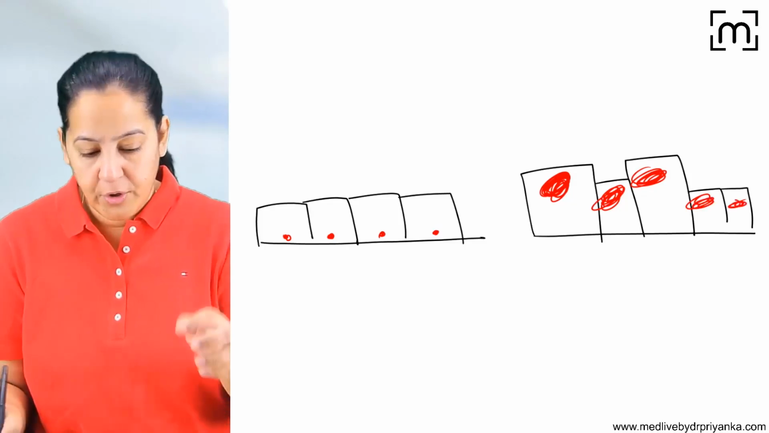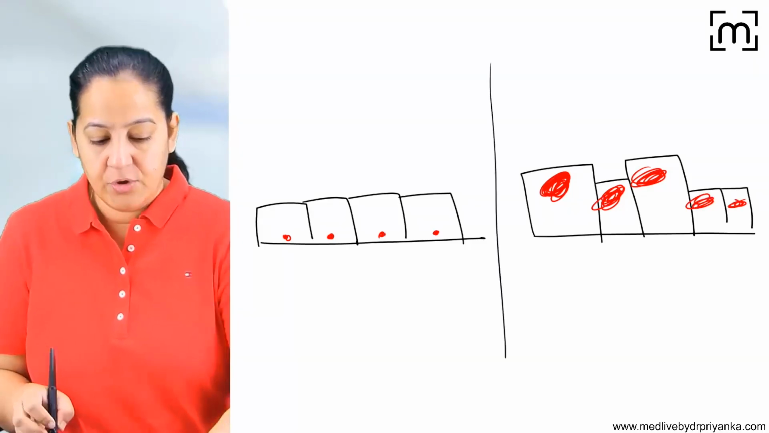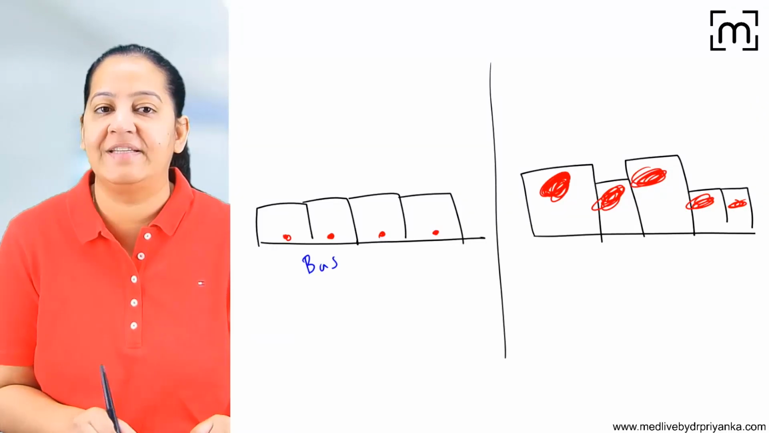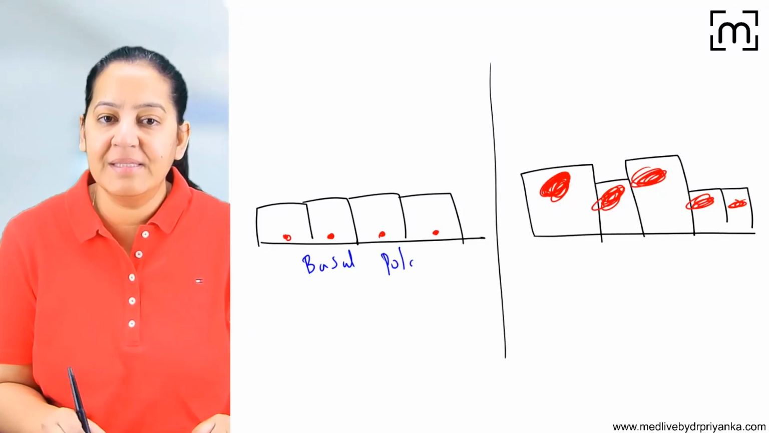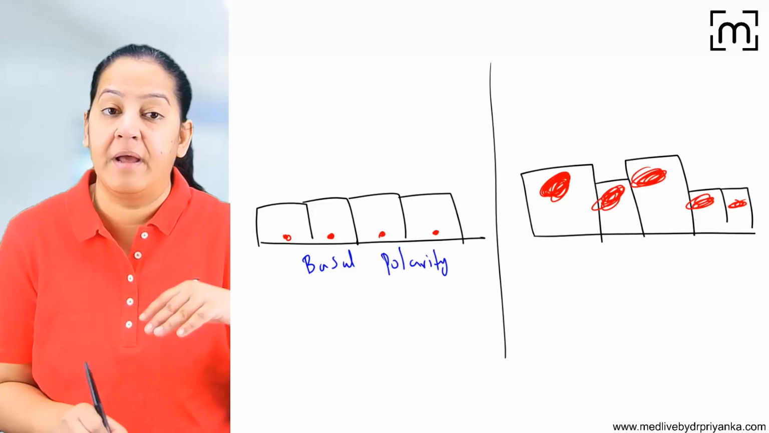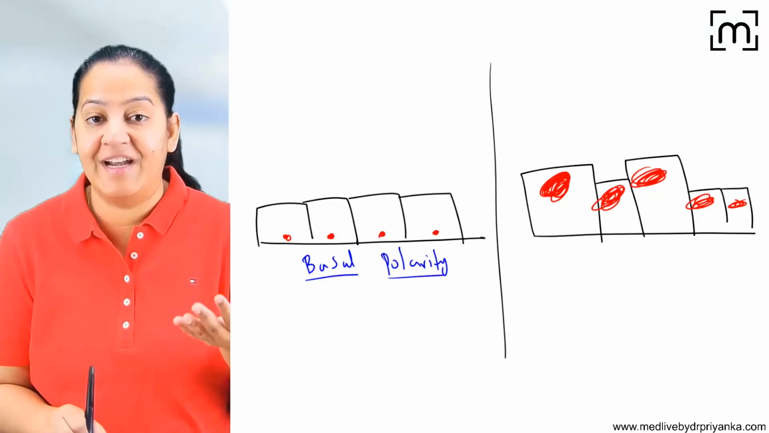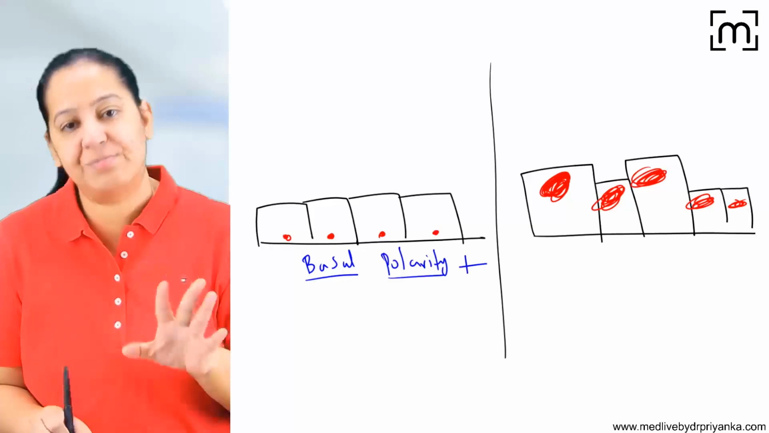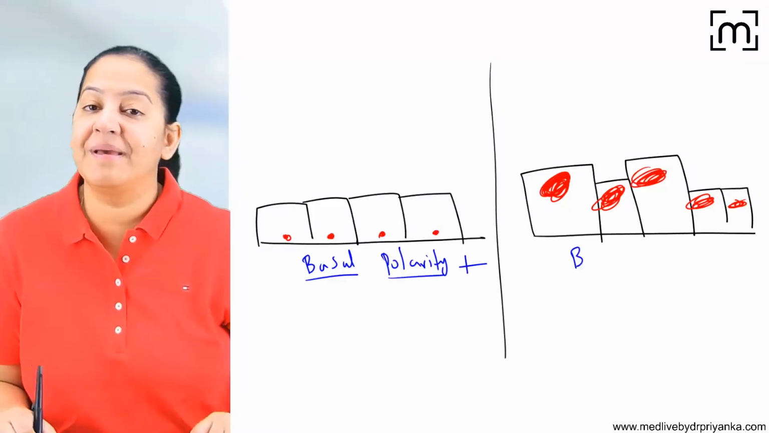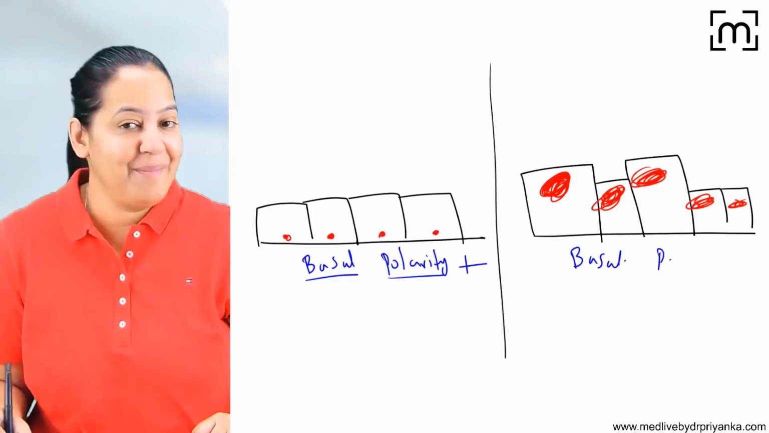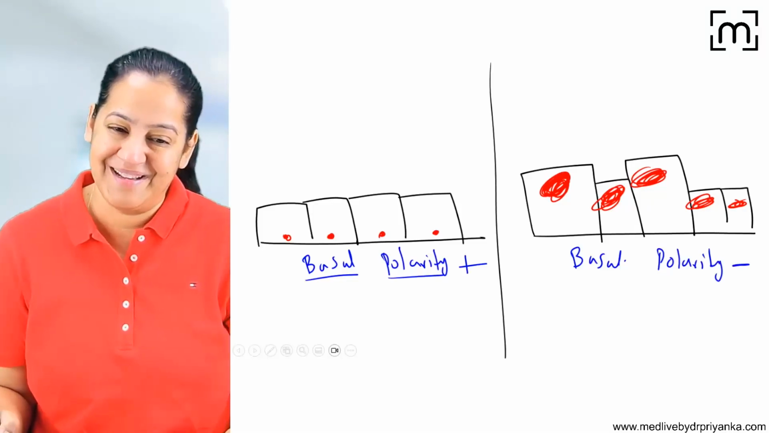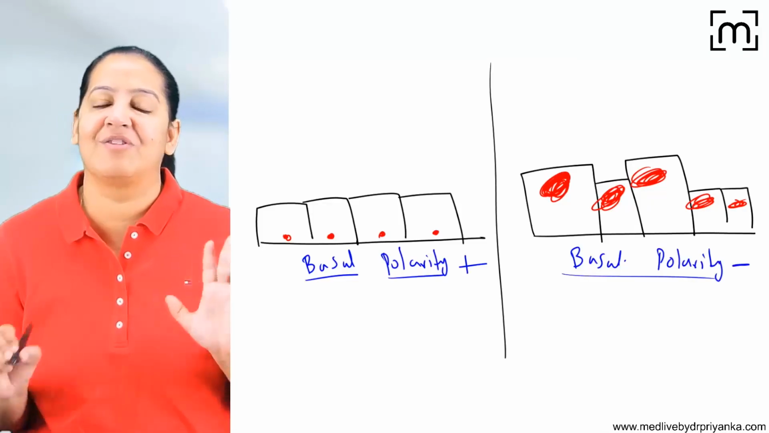What do you call this feature? Let me explain. Normally the nucleus is towards the basement membrane. We call it basal polarity. Basal polarity means the nucleus is towards the basement membrane. Basement membrane is basal. Polarity means towards that pole, like north pole, south pole. So normally basal polarity is present. But in dysplasia, the basal polarity is lost. I mean the nucleus is not towards the basement membrane, it's away from the basement membrane. So the first feature of dysplasia is loss of basal polarity.